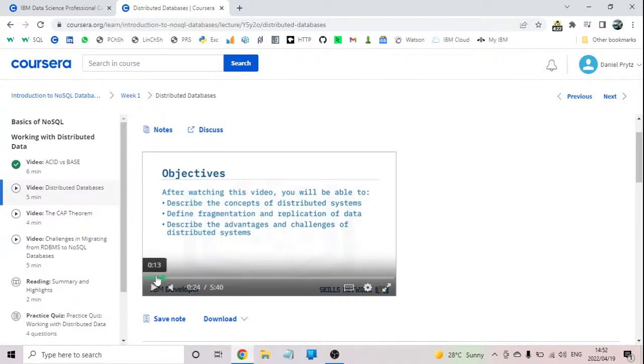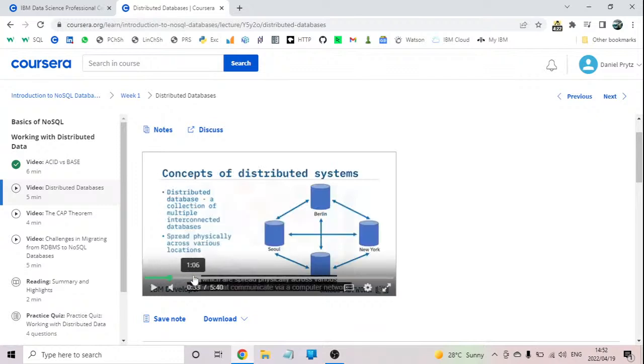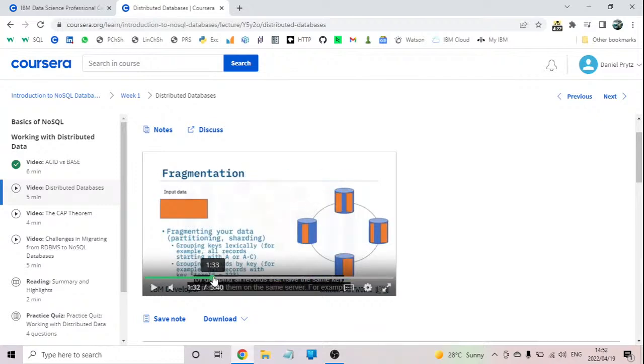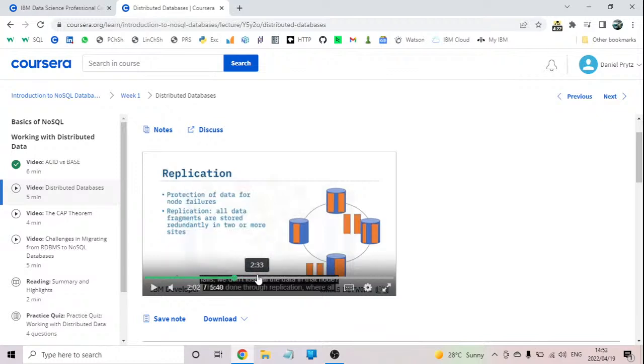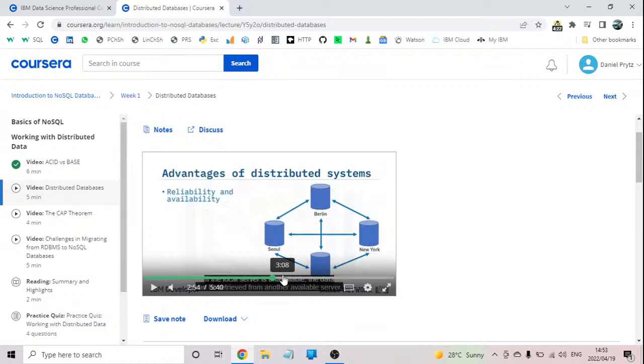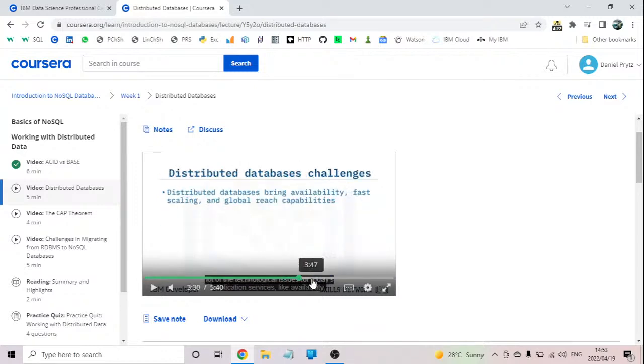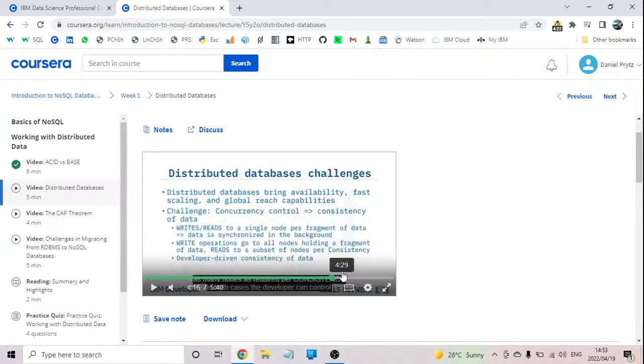So describe the concepts of distributed systems. So this is basically fragmentation. So fragmentation is this, and replication is this, then advantages of this, and challenges of this.